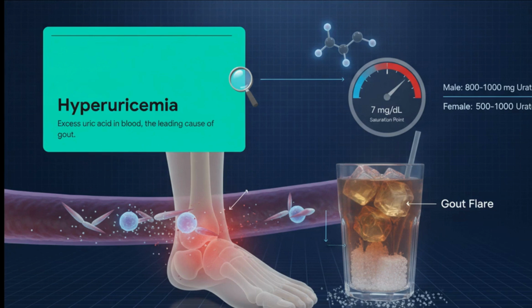When those levels push above 7 milligrams per deciliter, the fluid actually becomes saturated. Think of stirring way too much sugar into a glass of iced tea. Eventually, it just stops dissolving and starts gathering at the bottom, right? Interestingly enough, males generally carry a larger physiological pool of urate, sitting around 800 to 1,000 milligrams, compared to females who generally sit somewhere between 500 and 1,000.